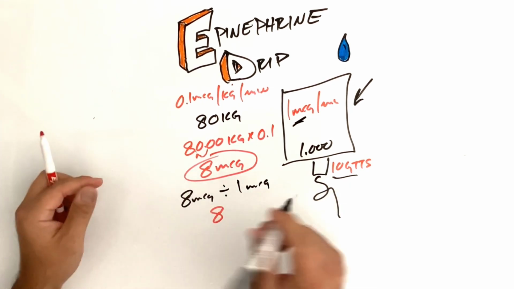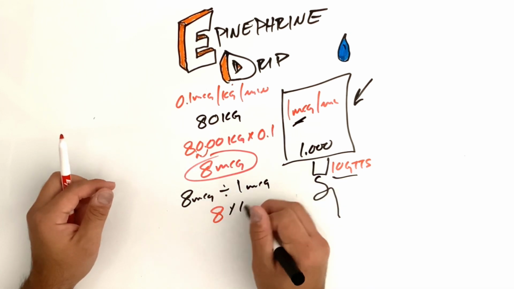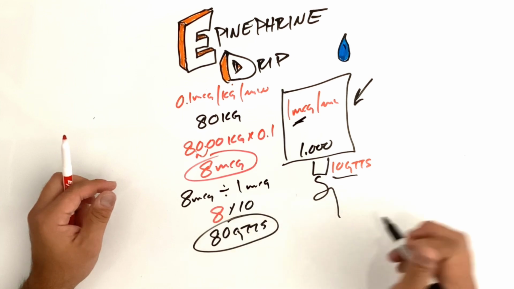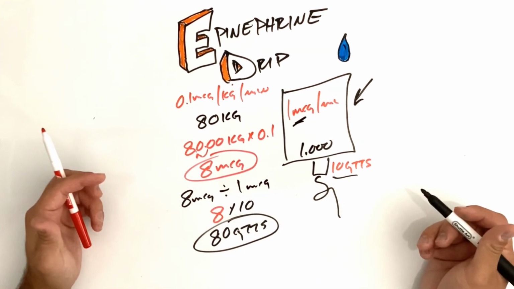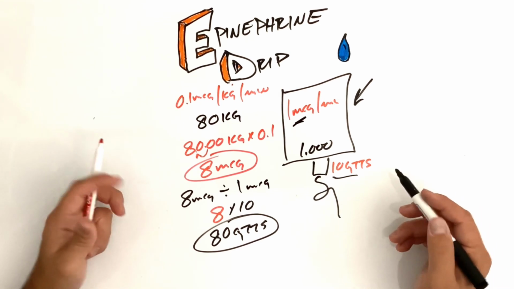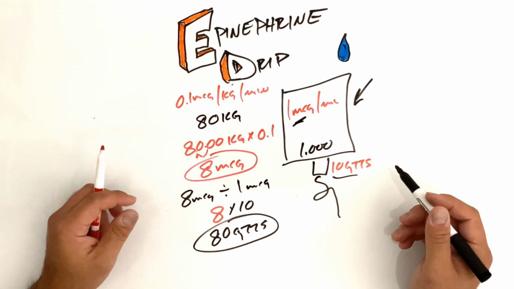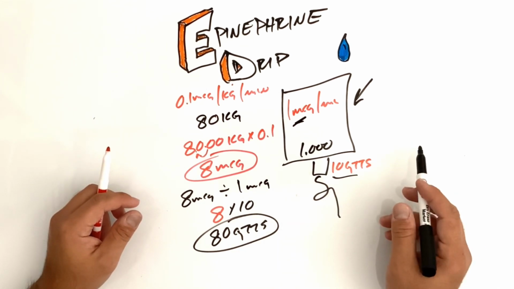And then remember, we're going to multiply by our drip set, which is going to give us 80 drops a minute. Pretty simple. You can plug in any kilogram and any range of our desired dose in there, and I hope this helps. Be safe and always cross-check your medications.